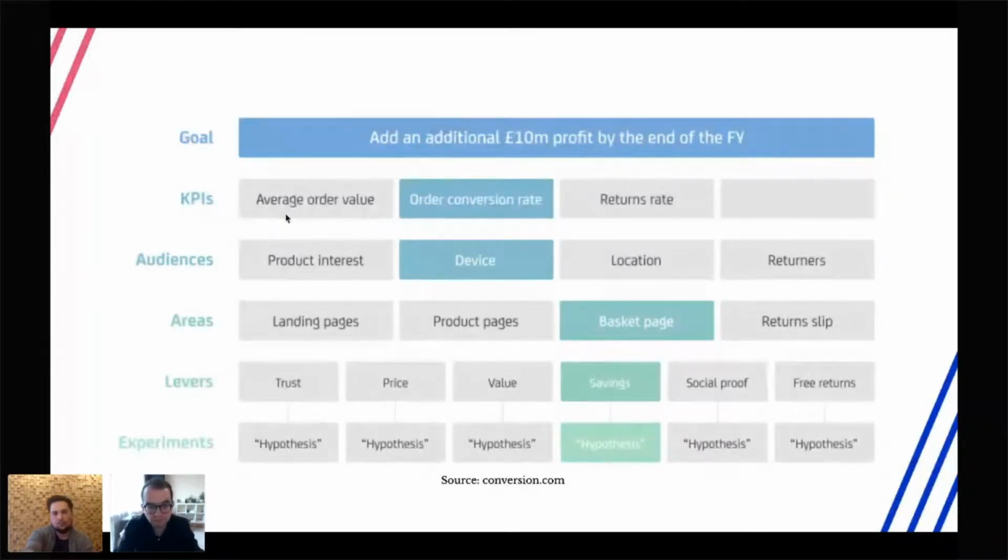And we know that we should target specific audiences, and we should focus on specific areas. And for these areas, our influence can be made by using levers. Examples of levers are trust, pricing, social proof, free returns for this specific e-commerce customer.